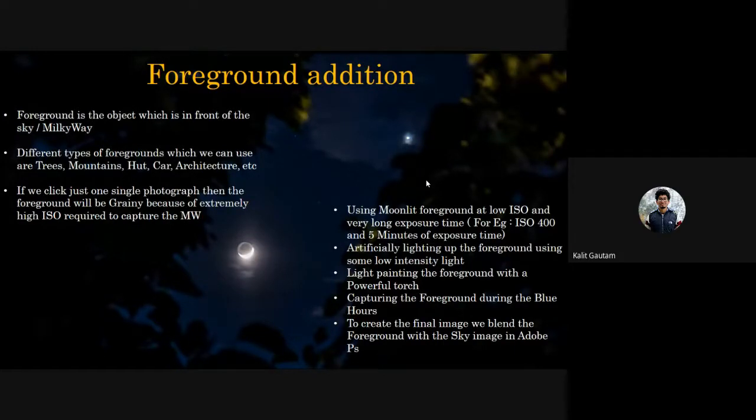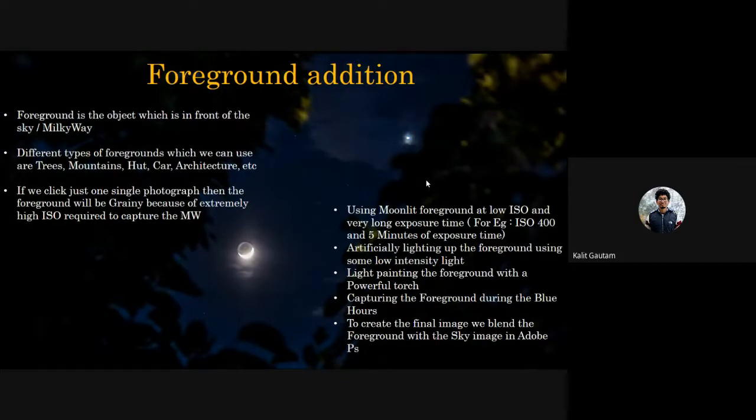The second point is artificially lighting up the foreground using some low intensity light. This basically cannot be done by us. It is mostly done by professional photographers. They take artificial lights with them, LED lights of lower intensity, and they keep them in front of their foreground.